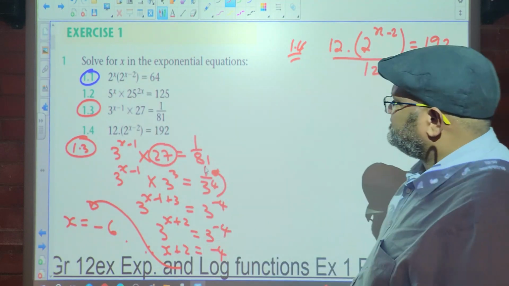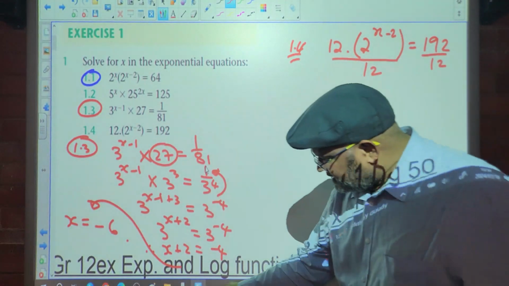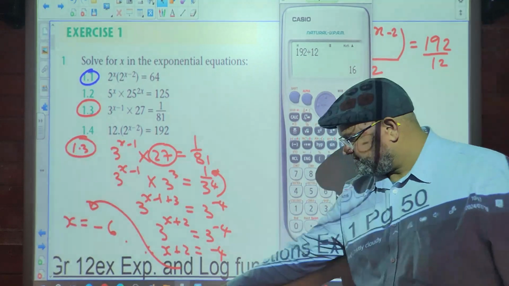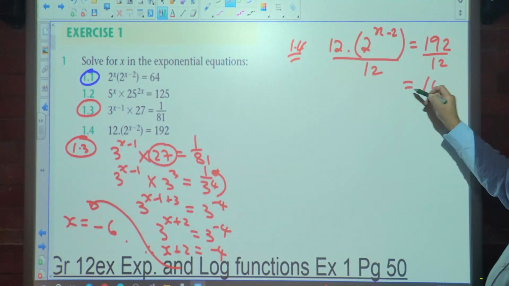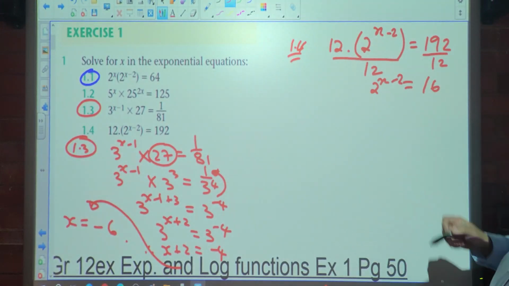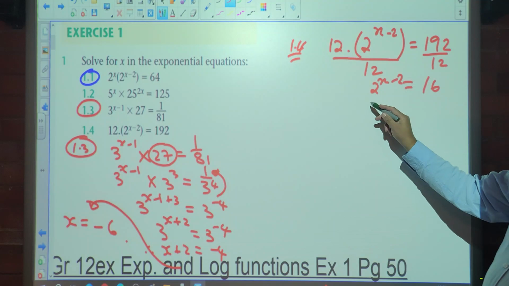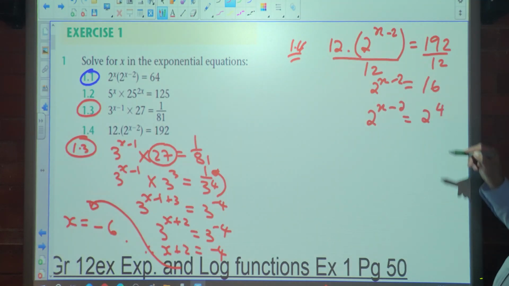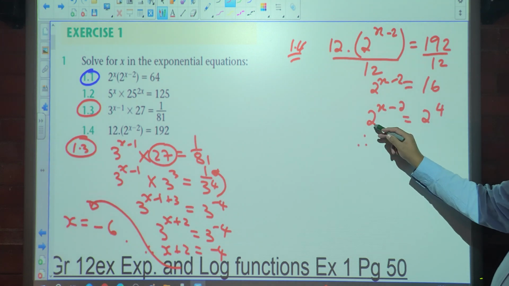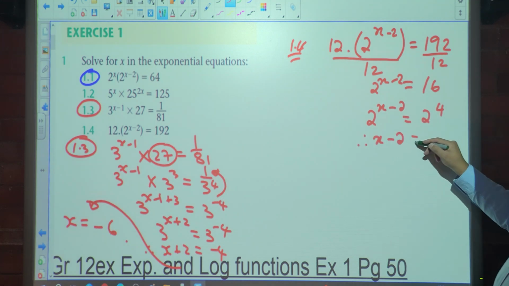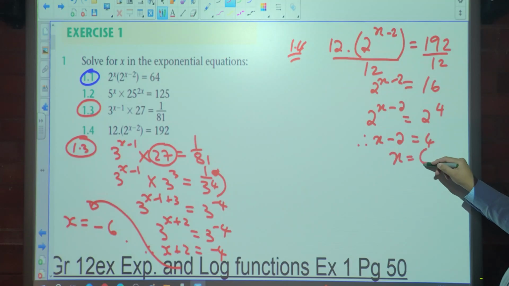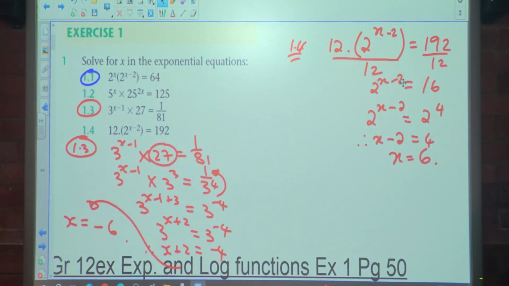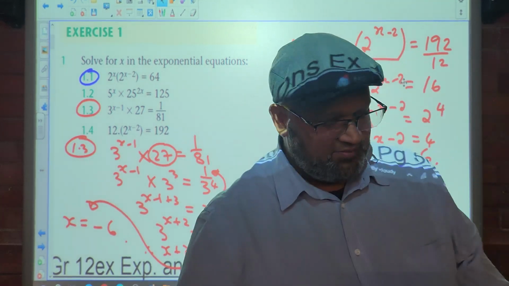Okay. So 192 divided by 12? 192 divided by 12 is 16. So that's equal to 16, which is 2 to the x minus 2. So 16 can be written as 2 to the 4. Therefore, when bases are the same, exponents are equal. x minus 2 is equal to 4. x is indeed equal to 6. People, is there any confusion there? No? It's fairly simple, no?